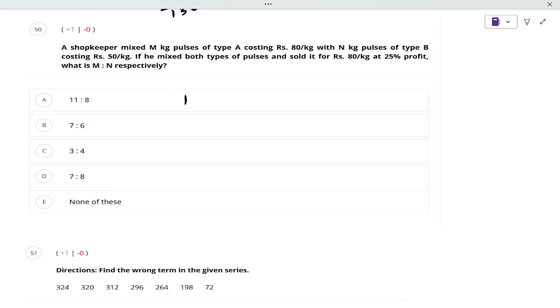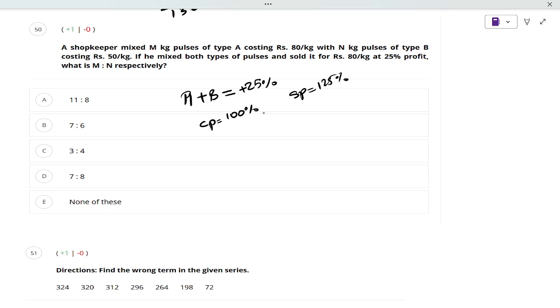So after mixing pulses of type A plus type B, he wants to sell it with 25% profit. So now they are selling it at 80 rupees per kg. So that's after increasing 25%, right? So let's say the actual cost price is 100%, the selling price was 125%.